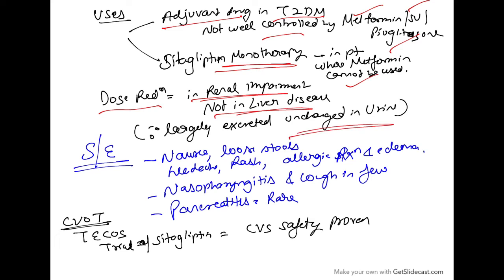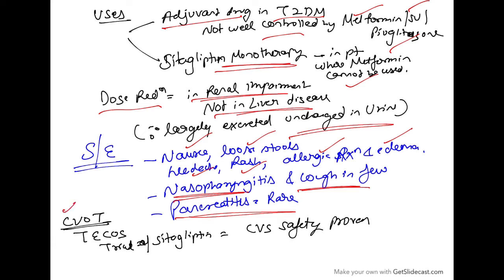What are the side effects? It causes nausea, GI side effects, loose stools, headache, rash, allergic reaction, edema. Now, what are the side effects? There are some rare side effects of the sitagliptins: nasopharyngitis, cough, and flu, and pancreatitis is a rare side effect.